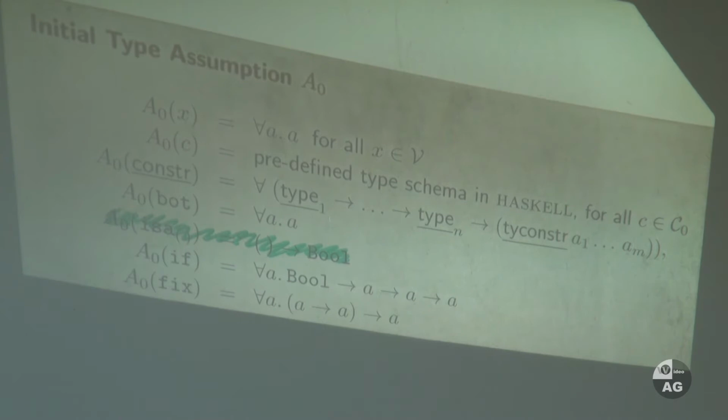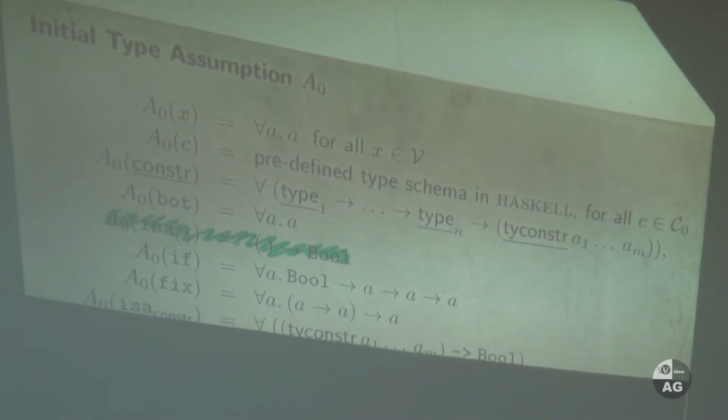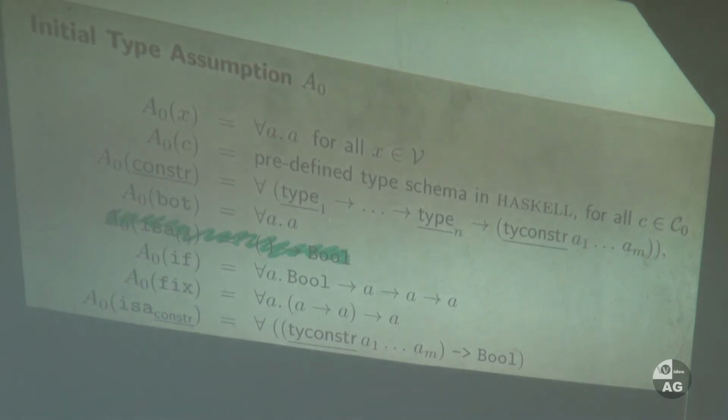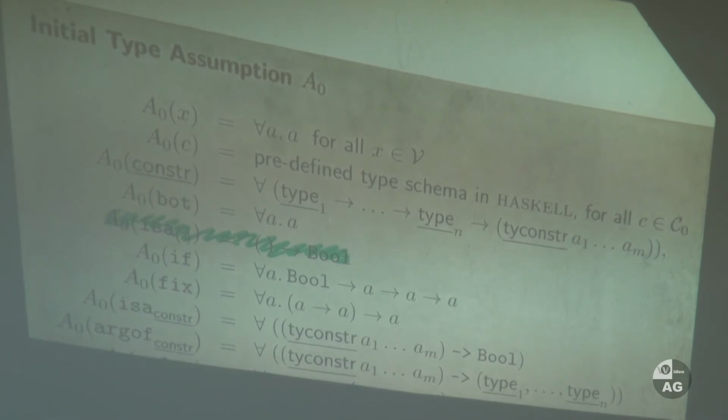And, well, is a construct. That was one of the functions that we introduced to get rid of pattern matching when we went from complex Haskell to simple Haskell. So that was a function that checks whether an argument of this data type was built with this data constructor. So it takes arguments of this data type, and depending on whether this argument was built with this constructor or with a different constructor, it returns true or false. So the result is a Boolean. And we had an argof construct function as well. So this has the following type.